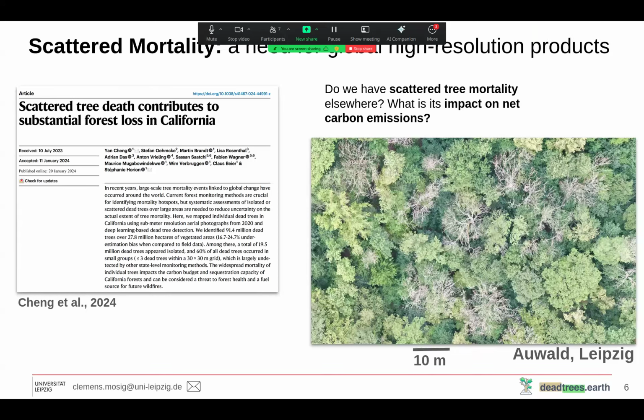Yes. Okay. Yeah, so here's the study on scattered mortality. And on the right, you have a plot near where I work in Leipzig, where you have scattered mortality, and this is not shown on products that are currently out there.